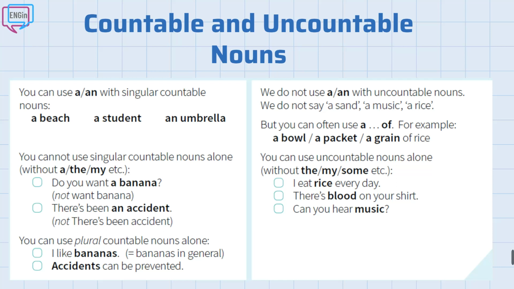Then move on to talking about uncountable nouns. Please mention that we do not use indefinite articles with uncountable nouns. So we don't say "a sand," "a water," "a music," "a rice." But we can use "a" with a phrase with "of," for example, a bowl of rice, a packet of crisps, and so on. And we can use uncountable nouns alone. For example, "I eat rice," "There is blood on your shirt," and so on.